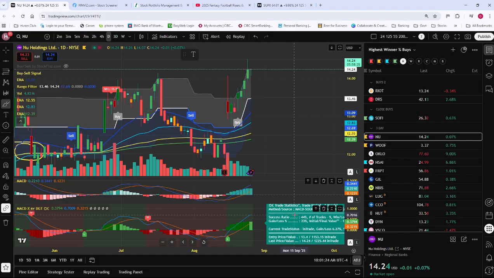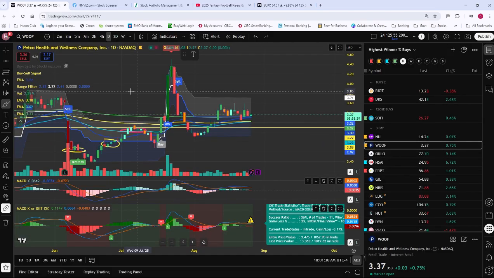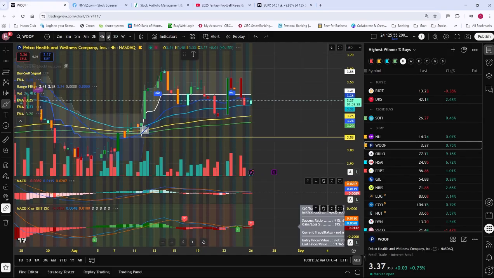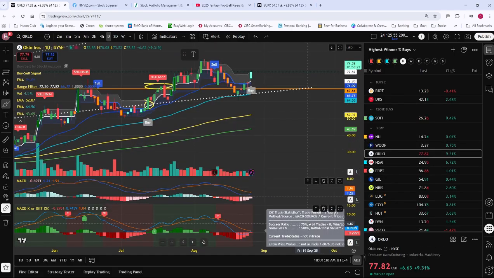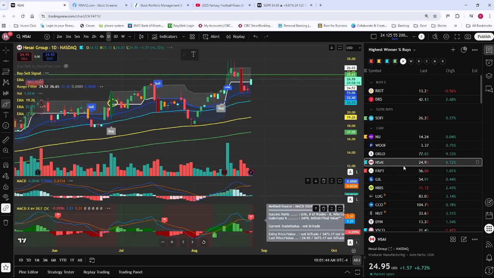So 44% there. Wolf, actually, I gotta get rid of Wolf. I don't like Wolf. We're taking that one out because it's no longer successful. 75% on Oklo. I love Oklo. Energy, nuclear energy stock. 63% on HSAI, and so on and so on. It'll just keep going.